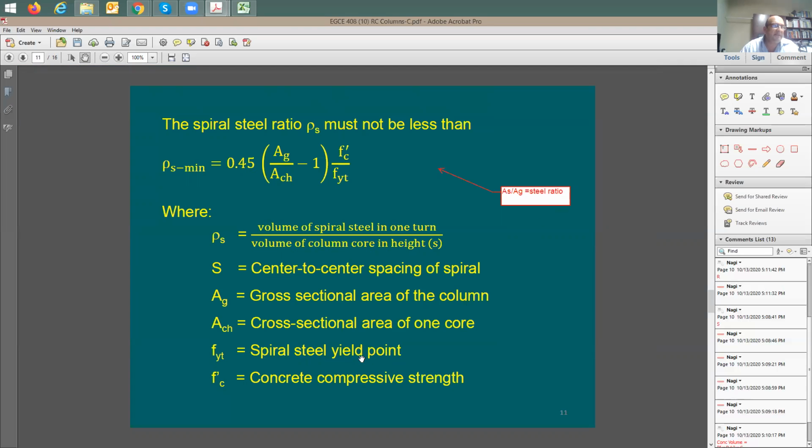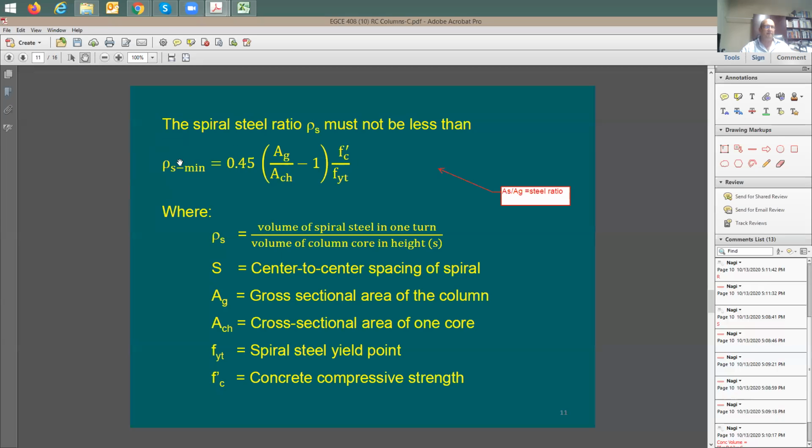FYT, of course, is the steel yield point for the spiral, and F prime C is the concrete strength. So I understand this equation, and they have all of these variables. A sub G divided by ACH, you subtract 1, so this is going to be a little bit higher than 1. Multiply by F prime C divided by FYT, and then multiply by a factor of 0.45. This is your minimum spiral steel ratio.